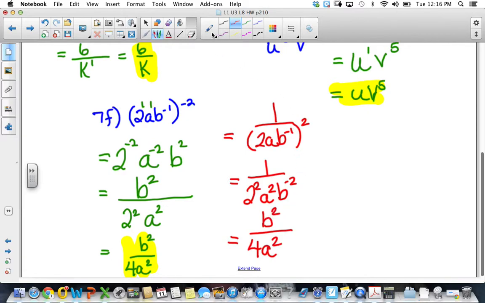So b squared over 4a squared, which is the same answer we got before.